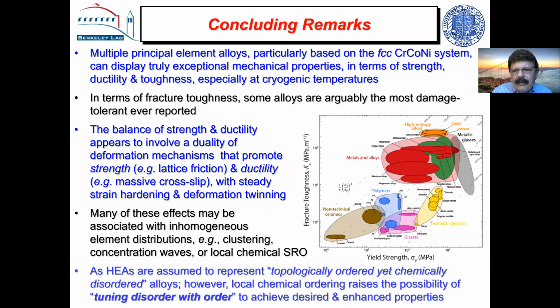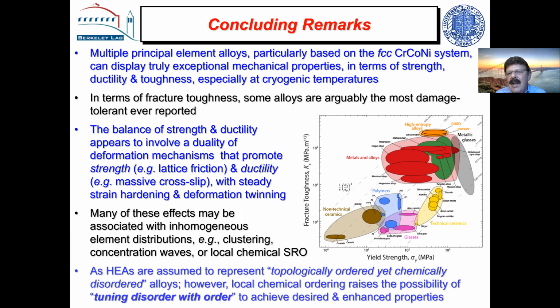That's a good question. So let me finish by saying that we've looked at these multiple principal element alloys, particularly the FCC cobalt, chromium, nickel system of high entropy alloys. These have truly exceptional mechanical properties in terms of strength, ductility, and toughness. It's motivated, particularly at cryogenic temperatures, by a synergy of deformation mechanisms, ultimately ending in extensive nano twinning, which gives us steady strain hardening, delays necking, and gives rise to what we think is the highest toughness of any material to date.